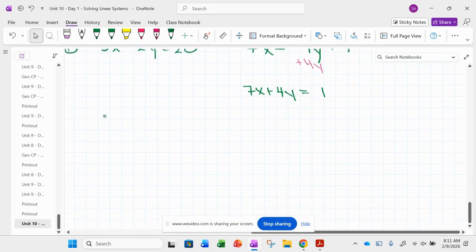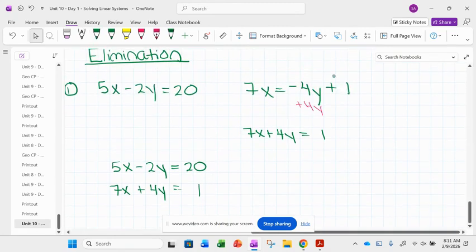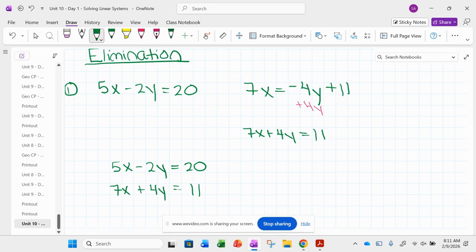And then what you do is you line the two equations up. 5x minus 2y equals 20. And then we have 7x plus 4y equals 1. Oh, sorry, that should be an 11, not a 1. Make this an 11. And now you ask yourself, once you've lined them up, the x's have to line up together, the y's have to line up together. You ask yourself, if I were to add these two equations, would anything cancel? As of right now, no variable would cancel if I added these two equations together.